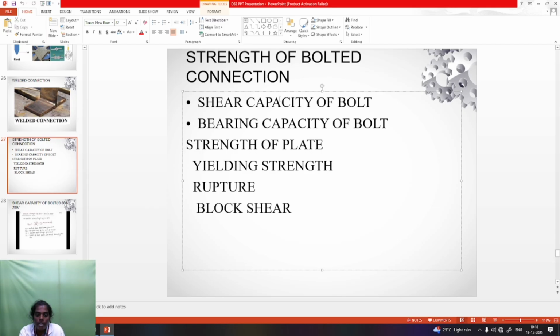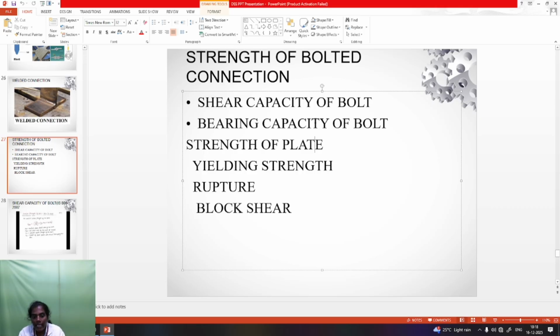So shear capacity is very important. The bolt is connected to the member. If the bolt breaks, the one bolt breaking across two members means shear failure has occurred. So to resist the shear failure, first you calculate the shear capacity of the bolt based on IS 800 2007.